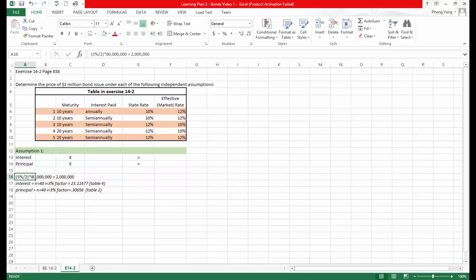So for assumption 1, it's at 10%. Interest is paid annually, so because it's paid annually, it would just be 10% times the 1 million. That should equal 100,000. So our interest is 100,000.